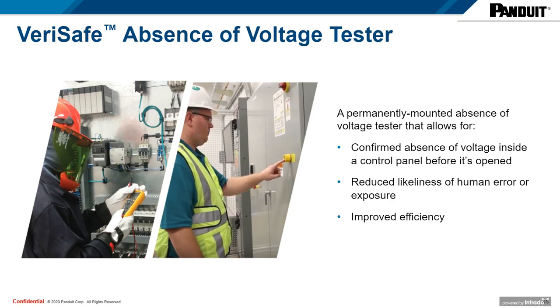The absence of voltage tester is a new testing device, otherwise known as an ABT. It is a permanently mounted device intended to verify the absence of voltage. Using VeriSafe, a qualified worker can perform the verification task outside the enclosure, mitigating the risk of exposure to the hazards inside while improving efficiency. The ABT also reduces reliance on human factors by automating the live-dead-live test sequence with the activation of the push button.